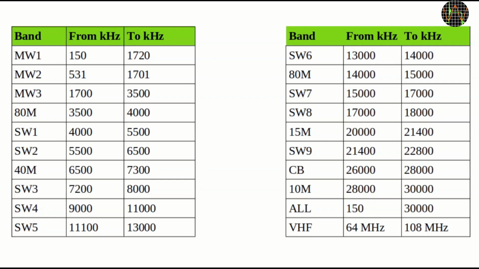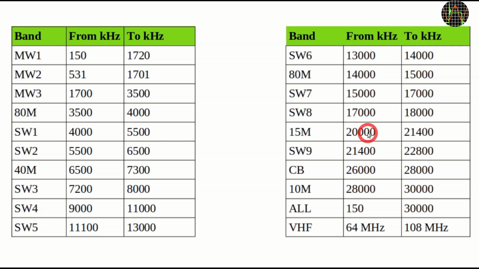You have 20 bands to choose from, covering 150 kHz to 30 MHz and 64 MHz to 108 MHz. Of note, sometimes the bands overlap slightly, like here where the 40 meter band goes to 7.3 MHz and the next band, SW3, starts at 7.2 MHz. In other cases, there are gaps. For example, SW8 ends at 18 MHz and the next band, 15 meter, starts at 20 MHz.